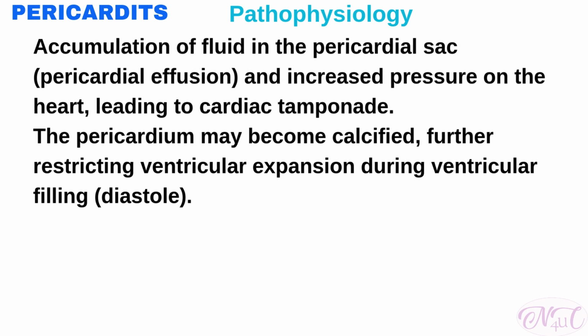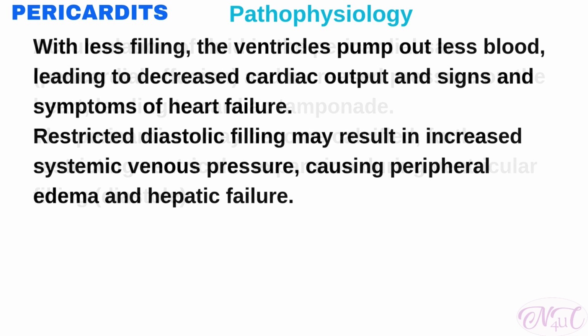Pericarditis can lead to an accumulation of fluid in the pericardial sac and increased pressure on the heart, leading to cardiac tamponade. The pericardium may become calcified, further restricting ventricular expansion during ventricular filling, that is called diastole. With less filling, the ventricles pump out less blood, leading to decreased cardiac output and signs and symptoms of heart failure. Restricted diastolic filling may result in increased systemic venous pressure, causing peripheral edema and hepatic failure.